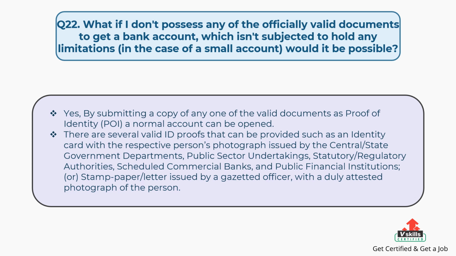There are several valid ID proofs that can be provided, such as an identity card with the respective person's photograph issued by the central or state government departments, public sector undertakings, statutory or regulatory authorities, scheduled commercial banks, and public financial institutions, or a stamp paper or letter issued by a gazetted officer, with a duly attested photograph of the person.